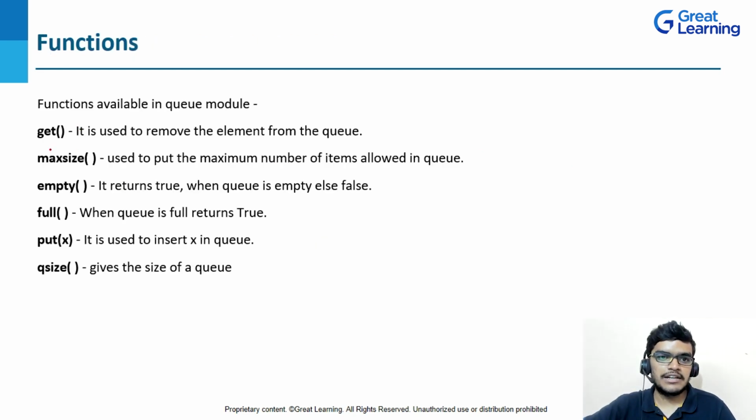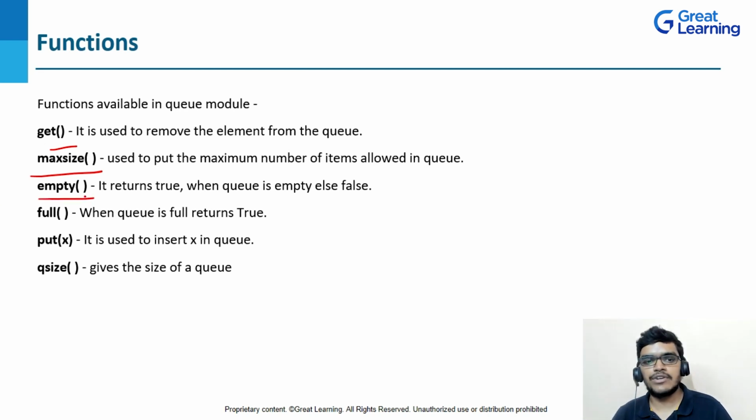Now we have some functions available in the queue module. The first function is get. As I already told you, the get function is used to remove an element. Now coming to maxsize, here maxsize means the maximum number of elements that can be present in the queue. Coming to the next function, we have the empty function. If a queue is empty, then it will return true, or else in the other case it will return false. Next, full. Whenever the queue is full, it will give us true.